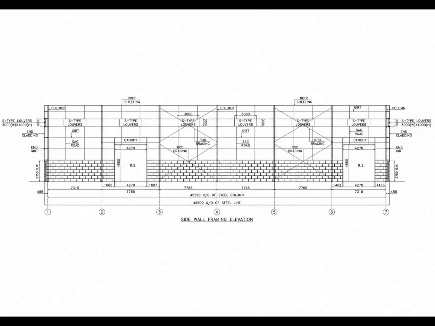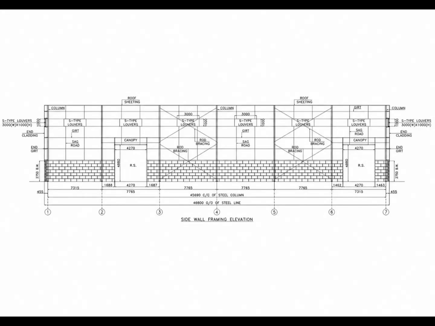Also notice the other information shown in this elevation. We can see S-type louvers, end cladding, end girt, canopy, RS, and the masonry portion at the lower level. These elements occupy different portions of the side wall. Therefore, when reading this type of drawing, we should not look at the sag rod in isolation.